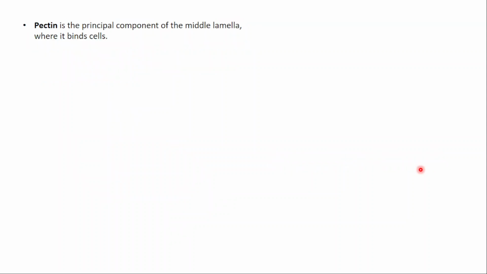Now, what is pectin? Pectin is the principal component of middle lamella where it binds cells. So if you look at plant or animal cells, there are certain layers called middle lamella or junctions between the cells. One cell binds to the other cell or to the ground membrane or to the matrix with the help of middle lamella, which consists of pectin.